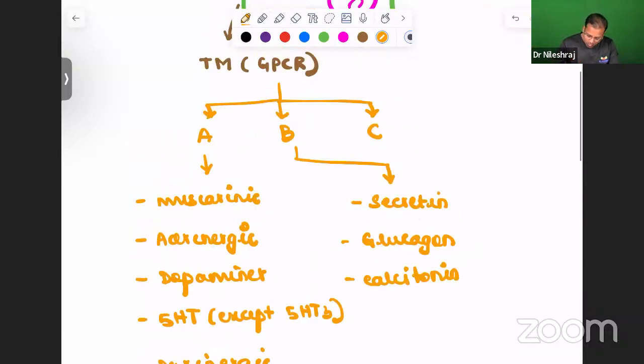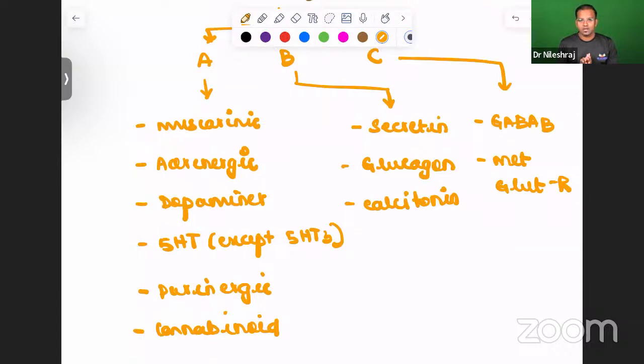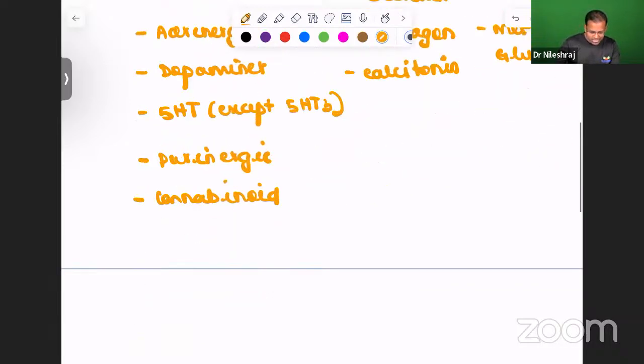On the other hand, what about G protein coupled receptor type C? We have GABA B and metabotropic glutamate receptors. Glutamate receptors can be of two different subtypes, either ionotropic or metabotropic. Ionotropic, as the name itself implies, is an ionic channel, whereas metabotropic receptors come under G protein coupled receptors. Simple one. With this basic knowledge, we'll explain further, guys.